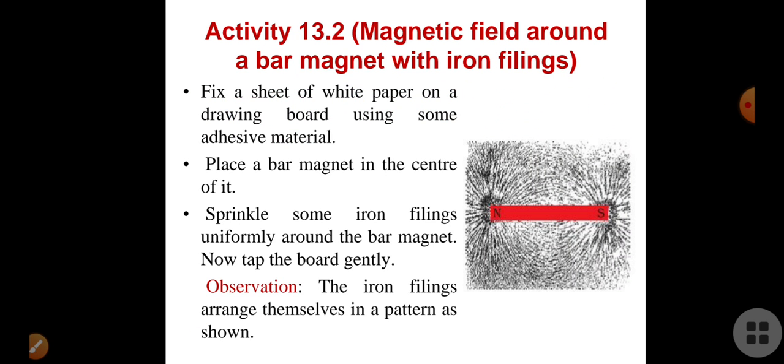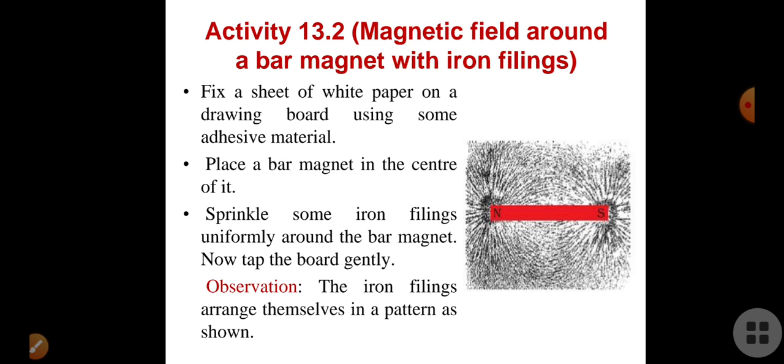Now beta, this is activity 13.2 given in your book. This activity shows us the magnetic field around a bar magnet with iron filings. If in the exam there is a question to draw magnetic field lines or show the magnetic field lines with an activity using a bar magnet and iron filings, then you can write this activity.